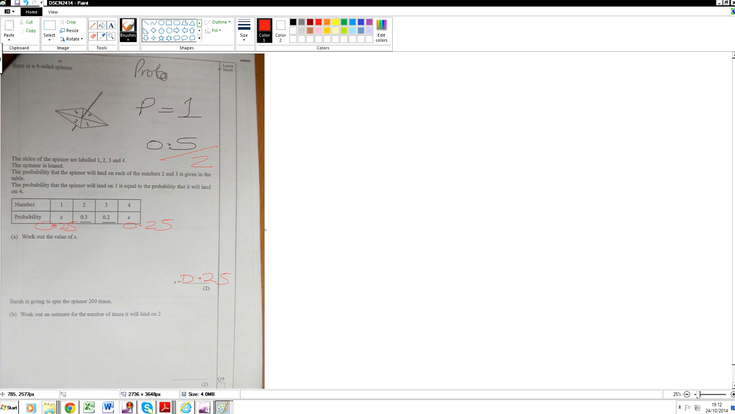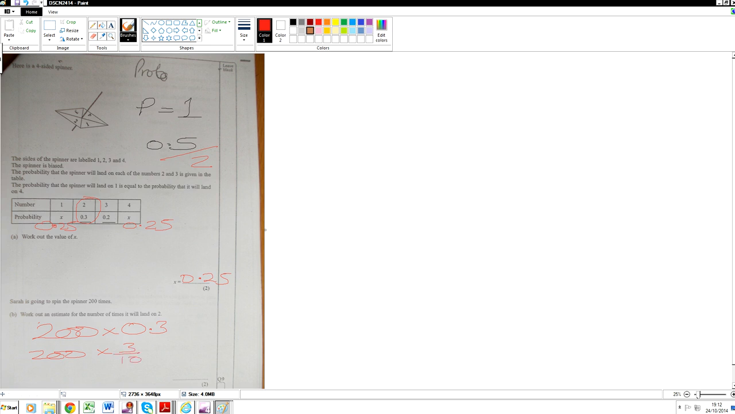Sarah is going to spin the spinner 200 times. Work out an estimate for the number of times it will land on a 2. So we look at the diagram. The probability of landing on 2 is what? 0.3. So we've got 200 times 0.3, which is the same as saying 200 times 3/10, because 3/10 is the same as 0.3.